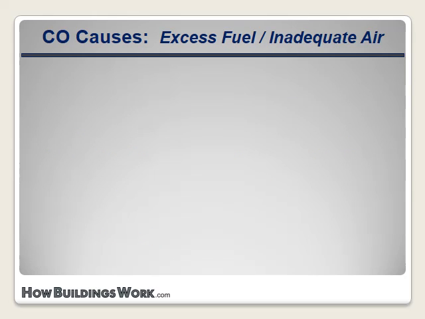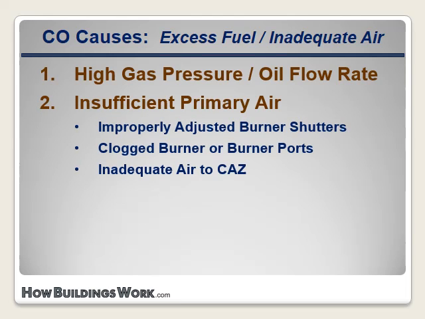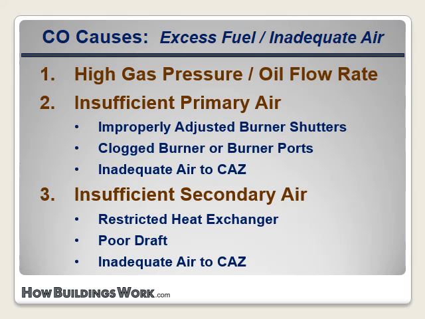The first scenario, a rich fuel-to-air mixture, can result from several problems. One is simply that too much fuel is being fed into the burner. This can happen with either gas or oil. Another is that not enough air is being fed into the burner to mix with the fuel before it's ignited. We call this primary air. There are several reasons that this can happen. The last cause of a rich mixture is that not enough secondary air is being supplied around the flames to guarantee complete combustion, and there are several possible causes of this. So let's dig further into each of these possibilities.